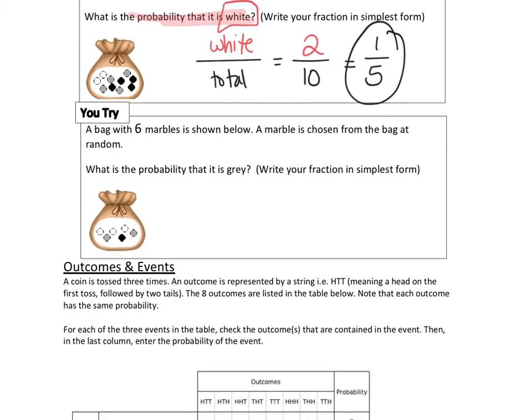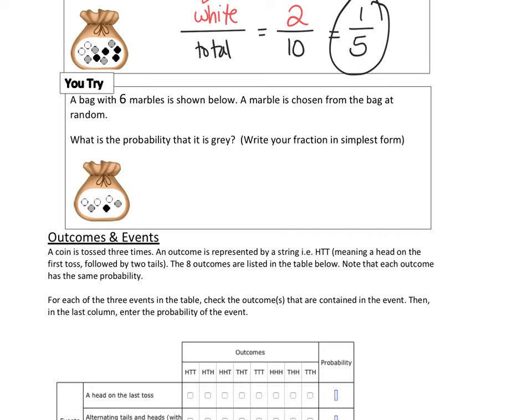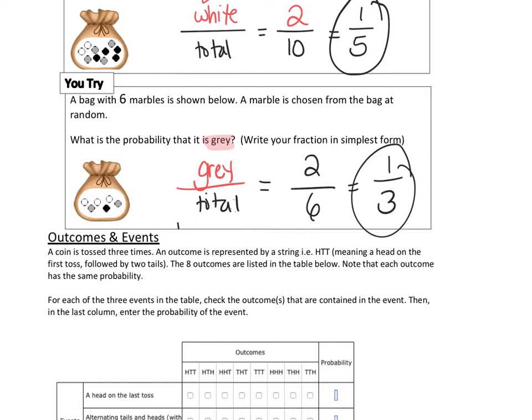In the same sort of problem, we have a bag with 6 marbles, and they want the probability that the marble is gray when you pick it out. So again, we're doing gray over the total because gray is what we want. How many grays are in the bag? There are 2 grays in the bag over 6 total marbles in the bag. That can be reduced to 1/3. So the probability of choosing a gray is 1/3.